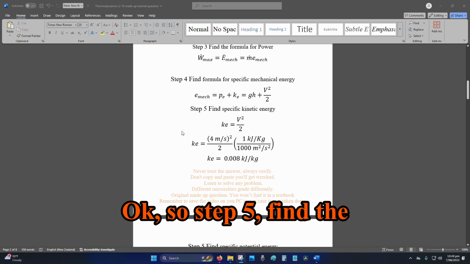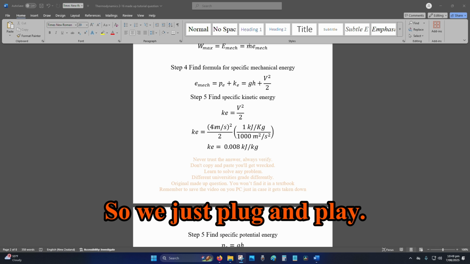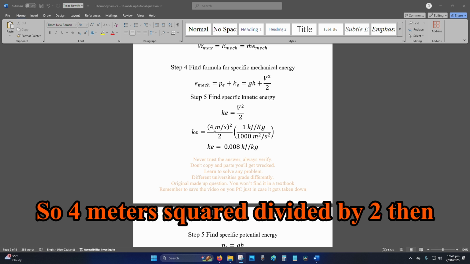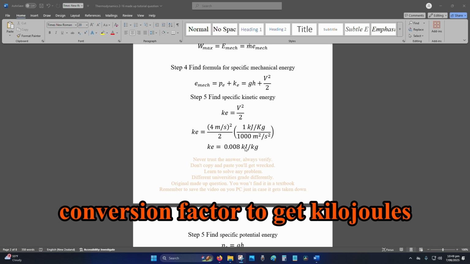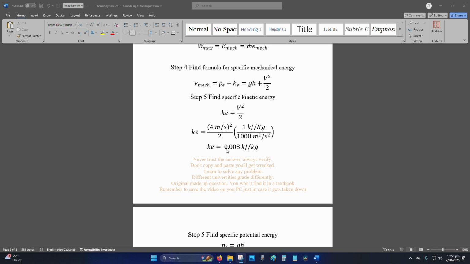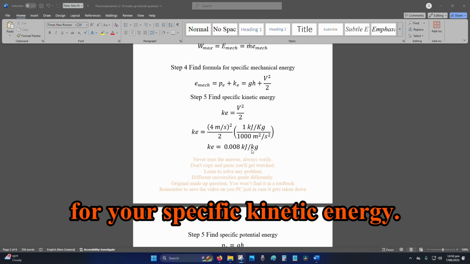Okay, so step 5, find the specific kinetic energy. So we just plug and play. So 4 meters per second squared divided by 2, then multiply by your conversion factor to get kilojoules per kilogram. So that is 0.008 kilojoules per kilogram for your specific kinetic energy.